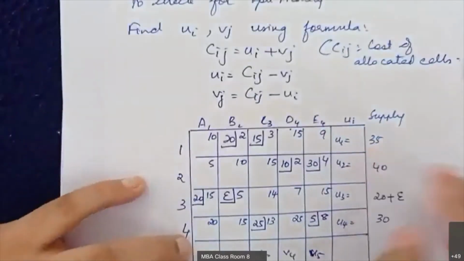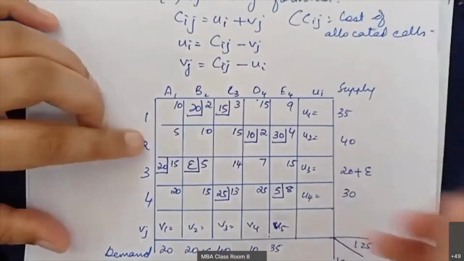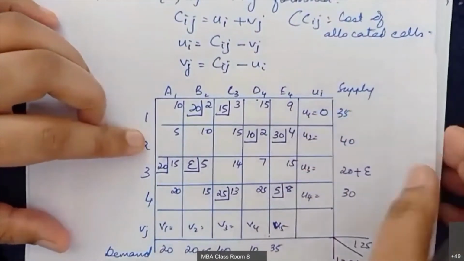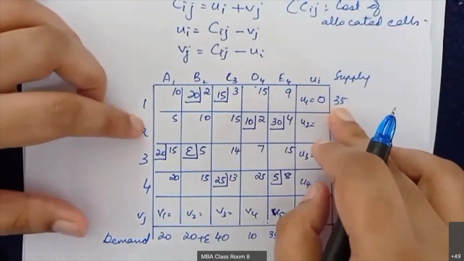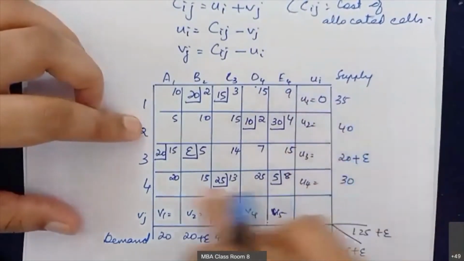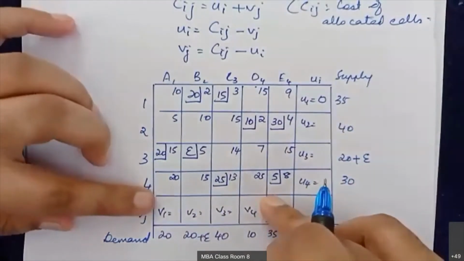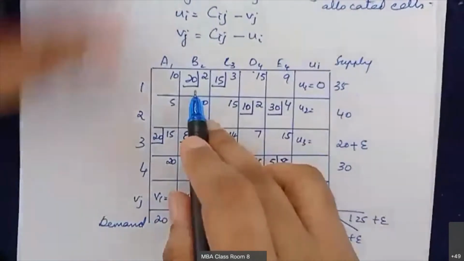Okay. Now I'm going to find the values of Ui and Vj. You can give the value of Ui as 0. For any problem, you can give the value of Ui as 0. But there is a rule. It will be better if you give the value 0 to any of these Uis or Vjs based on the maximum allocation. In our case, can you tell the rows or column with the maximum allocation?